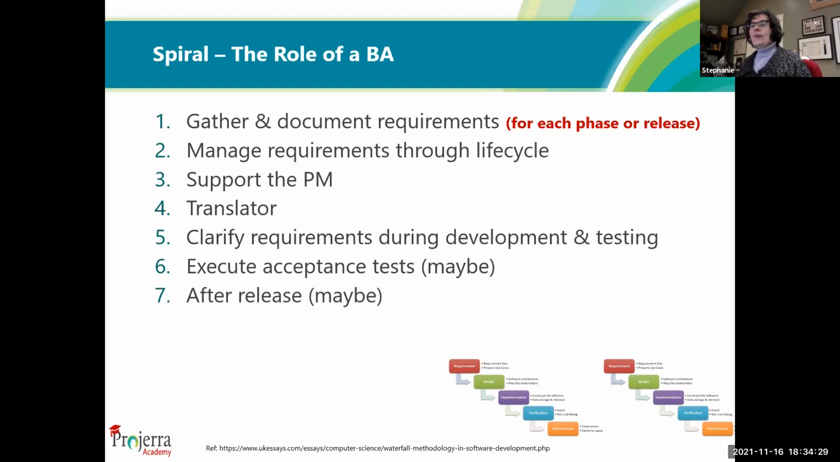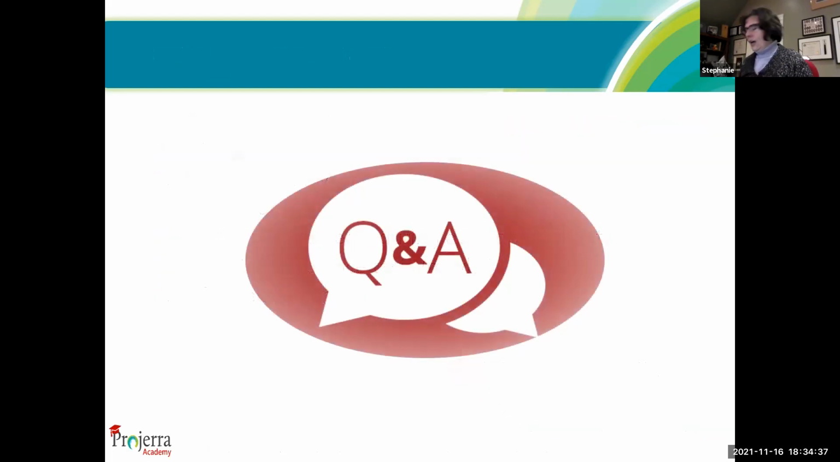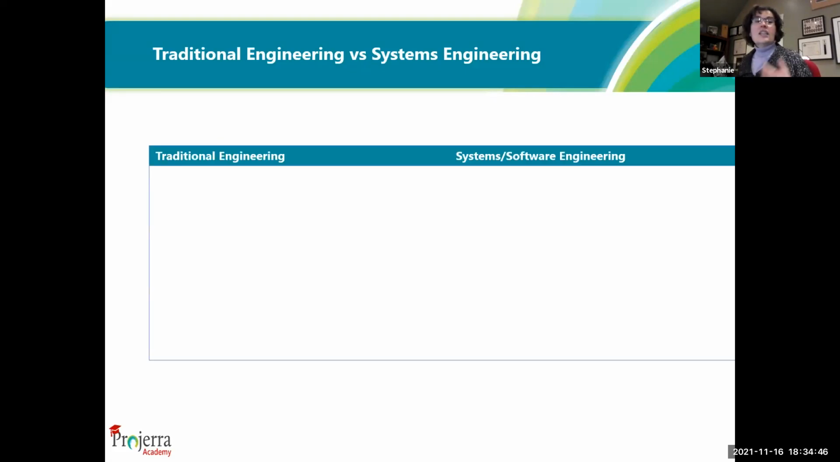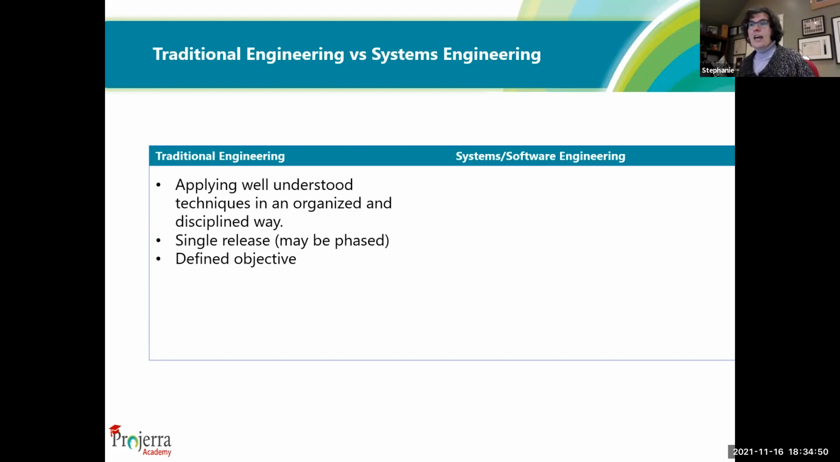So now we're going to have one last little comment here on the waterfall approach before we flip into the agile mode. All right, so we've already done our Q&A. So just a quick note, traditional engineering versus system engineering. The traditional engineering, like the civil engineer that's designing a high rise, they have some well understood techniques and a very well understood discipline. They're usually working on a single release, although they might do it in phases.